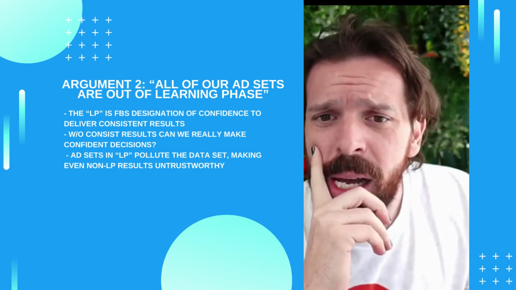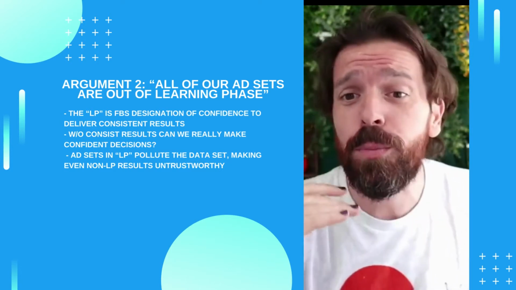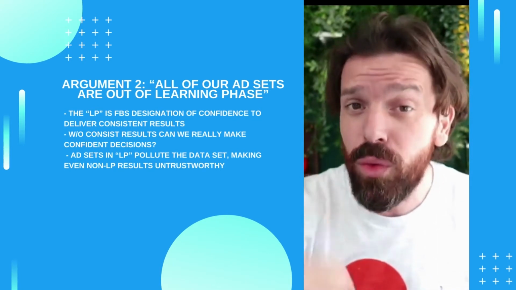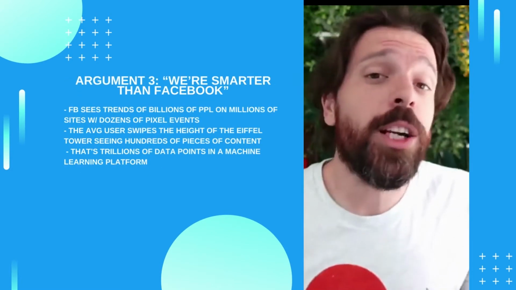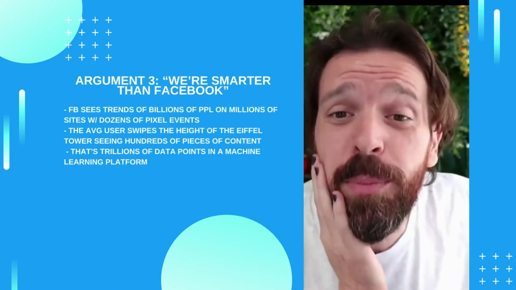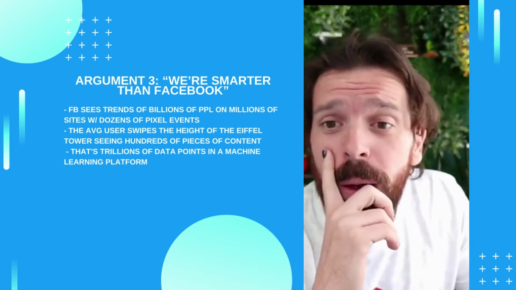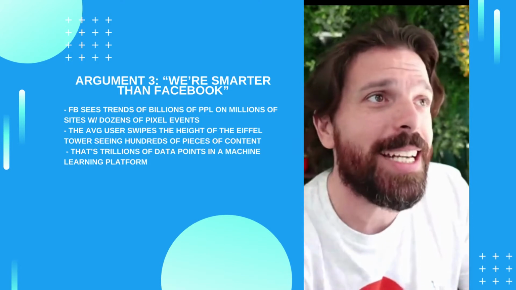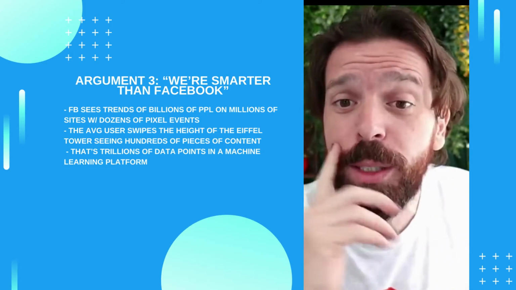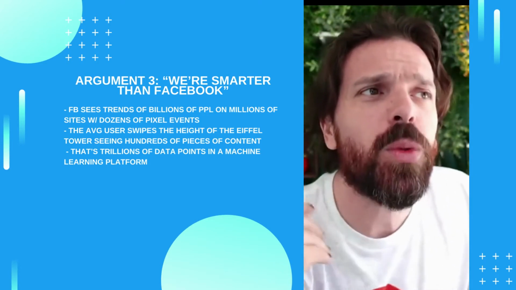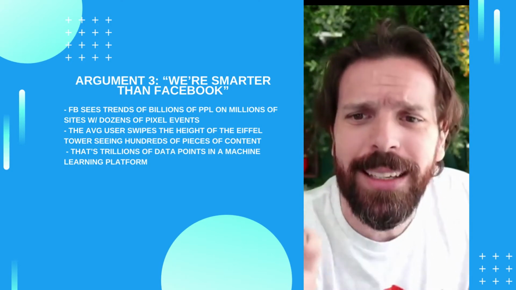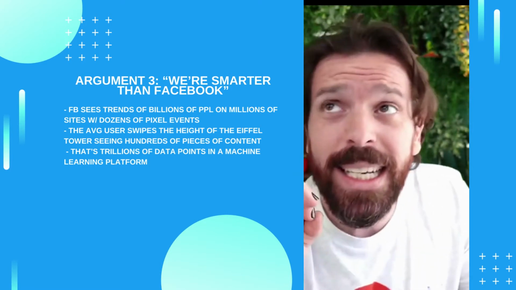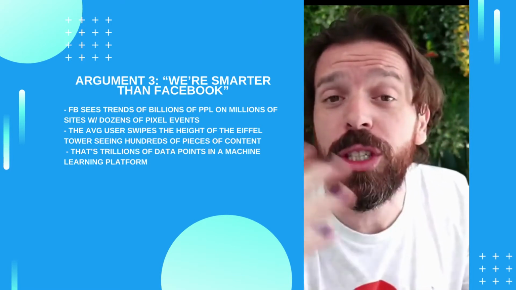And lastly, ad sets in the learning phase also pollute the data set, making everything that's not in the learning phase really, really untrustworthy. Argument number three says we're smarter than Facebook. Yeah, they see billions of people on millions of websites with dozens of pixel events on a pretty dynamic evergreen basis, trillions of data points per user. And the average user swipes the height of the Eiffel Tower on a daily basis, seeing hundreds, if not thousands, of pieces of content. That is literally trillions of data points in the machine learning platform.